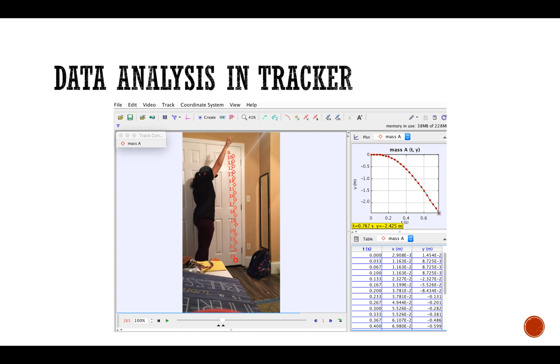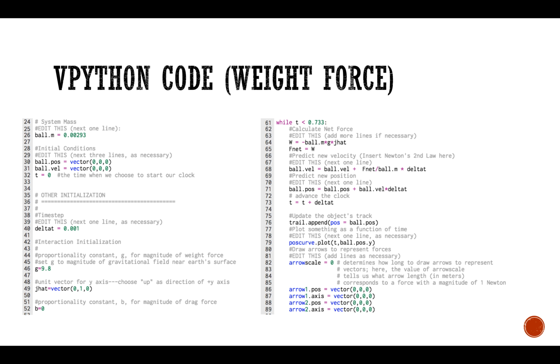As you can see here, the observational data was analyzed in Tracker. The top right graph demonstrates the graph for the time versus y position of the falling object. The object is not moving with a constant velocity, which is why the graph curves and is not in a straight line. This series of images demonstrates the Python code for the computational model of the gravitational force.